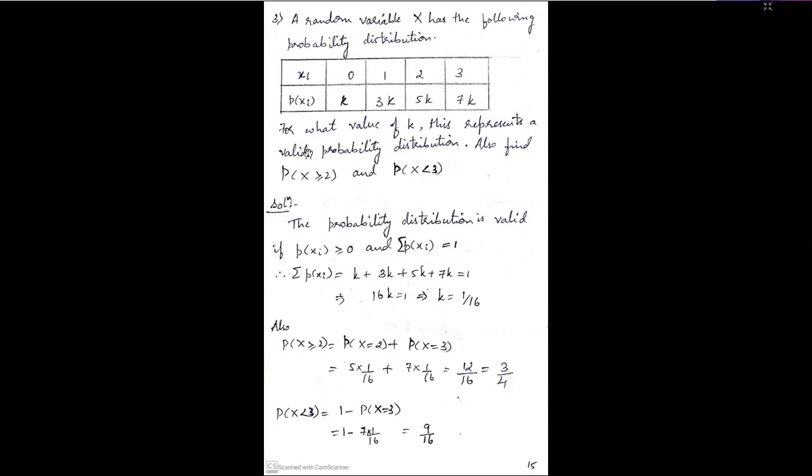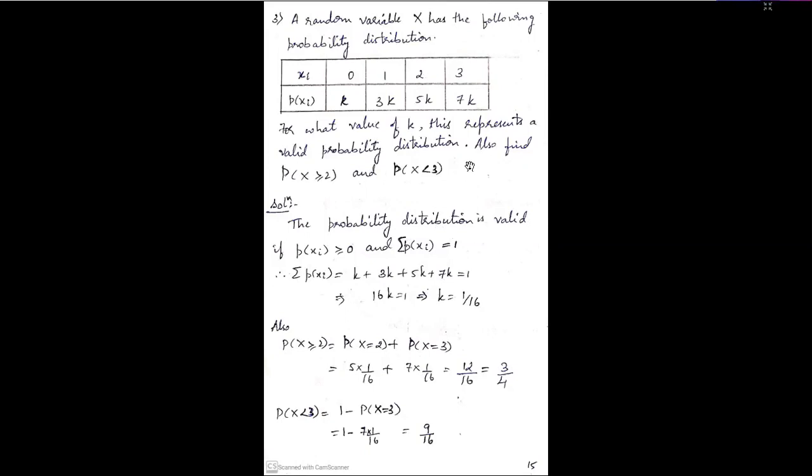Now let us find p of x greater than or equal to 2. So p of x greater than or equal to 2 is nothing but p of x is equal to 2 plus p of x is equal to 3. So p of x is equal to 2 is nothing but 5k, and we have k is equal to 1 by 16. So this becomes 5 into 1 by 16 plus p of x is equal to 3, which is 7k, so 7 into 1 by 16. So when you add, you will get the answer as 3 by 4.